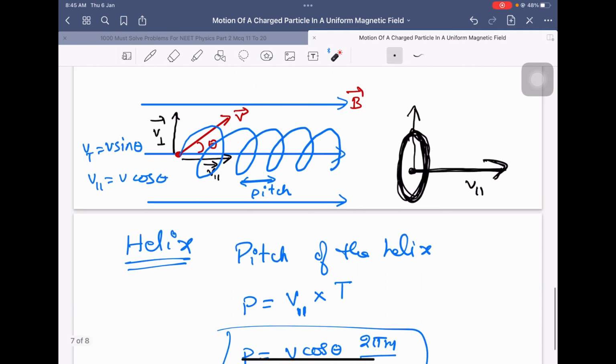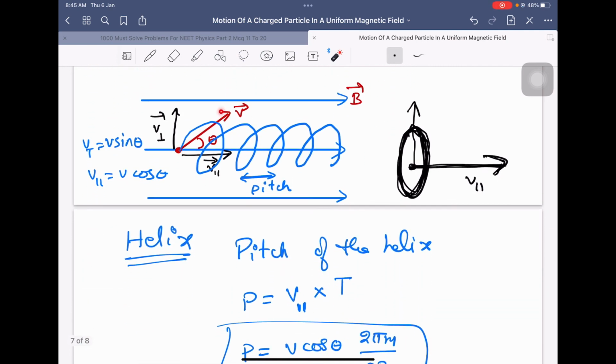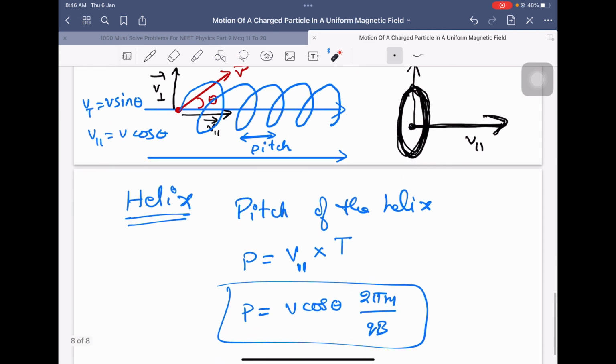Then if the charged particle is making an angle other than 0, 90 or 180 degrees, the velocity will have two components: a parallel component and a perpendicular component. Theta is the angle between velocity and magnetic field. Then v parallel is given by v cos theta, and v perpendicular is given by v sin theta. Due to v cos theta, the charged particle tries to move in a horizontal direction. Due to v sin theta, there will be a centripetal force acting on the charged particle, so it tries to move in a circular path. So effectively, the charged particle will move in a helical path.